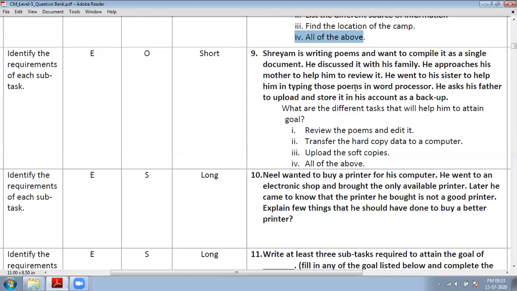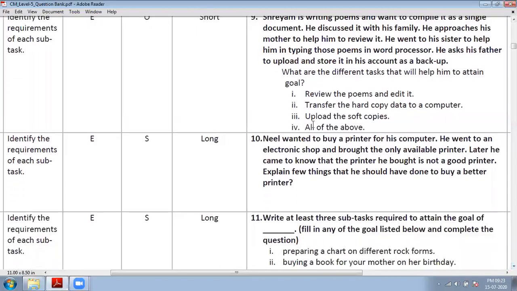Now here you have to find out different tasks. So the first one is review the poems and edit them. Yes, this is done by his mother. Transfer the hard copy to the computer. This is done by his sister. Now third, upload the soft copies. This is done by his father. So all these tasks are done in this paragraph. So the answer will be all of the above.